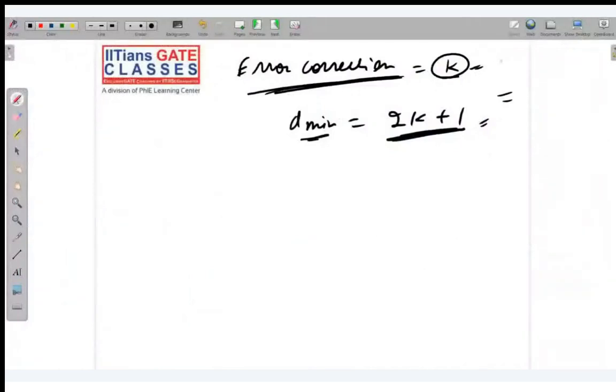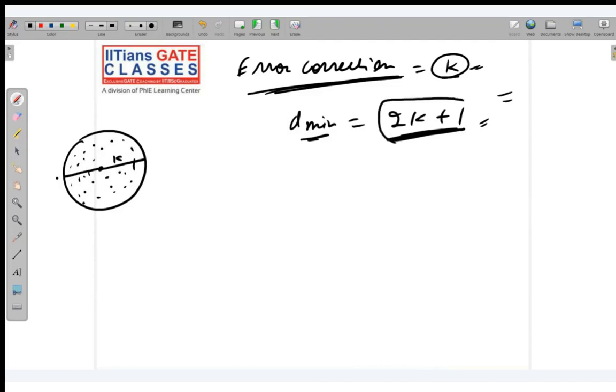So I will just give you a small hint. Like you can imagine a circle. Okay, so this is k, so the diameter is 2k, so you have to go outside, so that's why we will take 2k plus 1. If this is k, then k plus k, that is 2k plus 1, we will take. Circle means everywhere, positive, negative, everywhere you have to take. That's how we have got 2k plus 1.